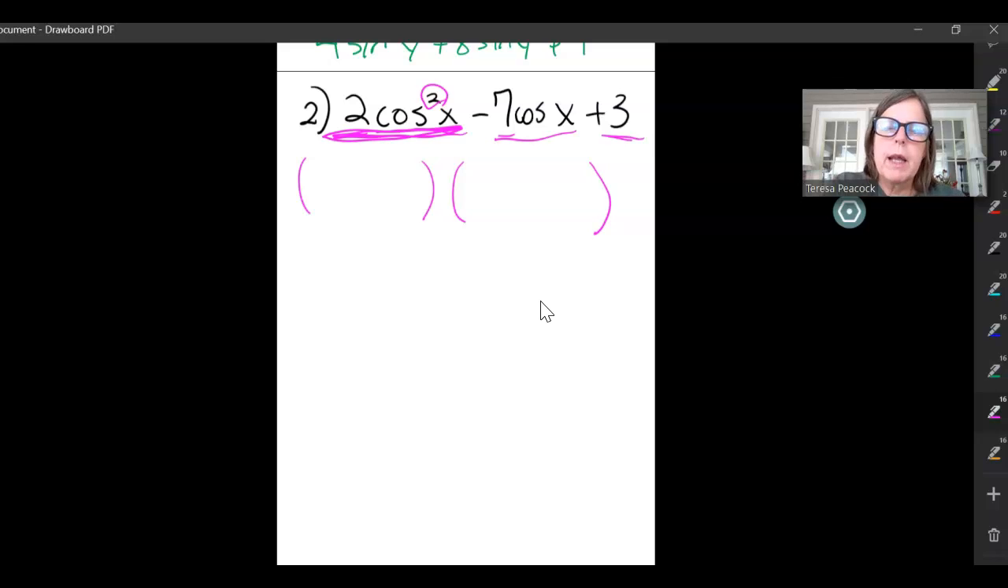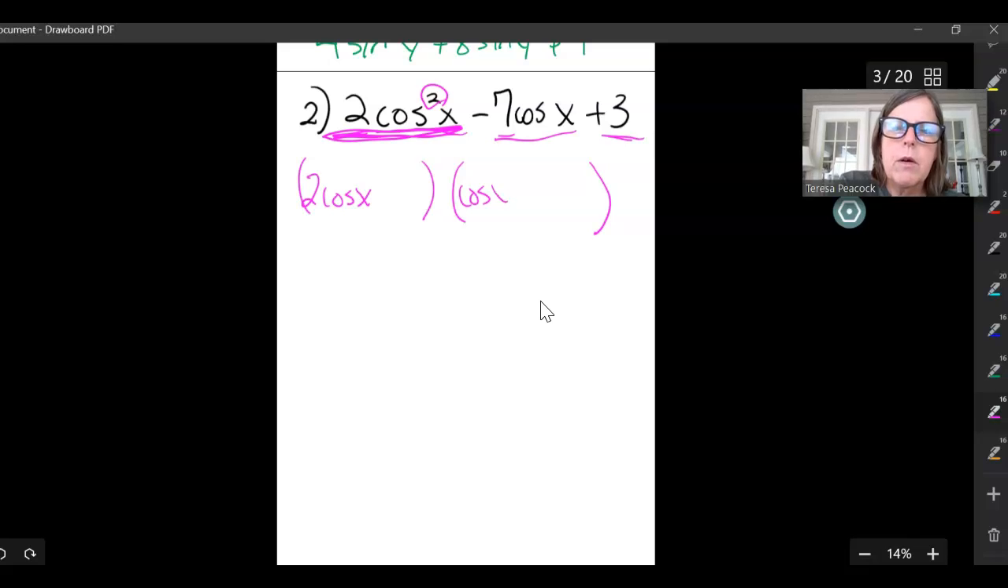So we look at that separately. For me to be able to get something that multiplies out to be 2 cosine squared x, I could put a 2 cosine x here and a cosine x there. So if I multiply that, that does give me 2 cosine squared x. Okay, so that works for that. So now I'll move over here to my 3. You skip the middle term, go to the 3.